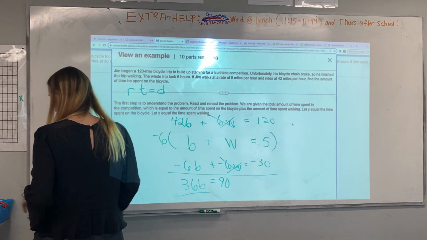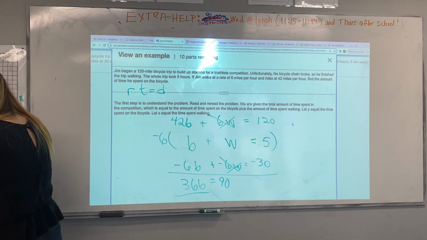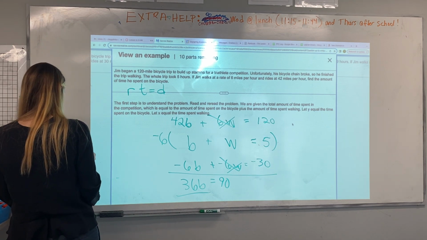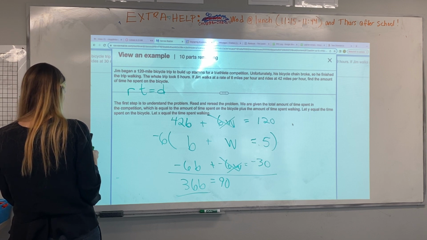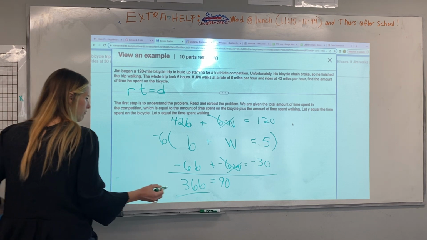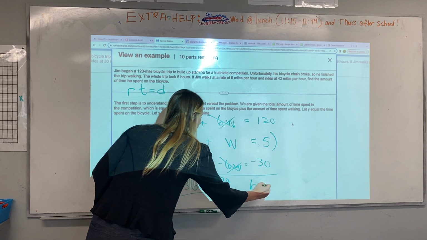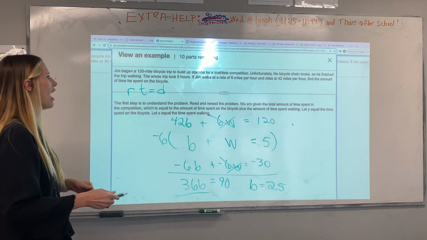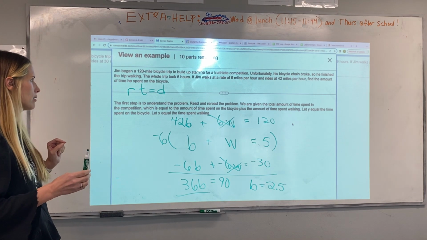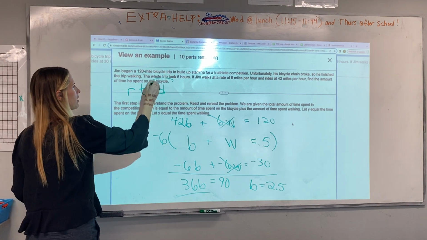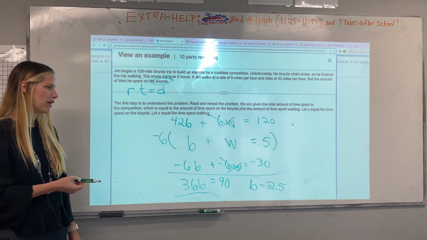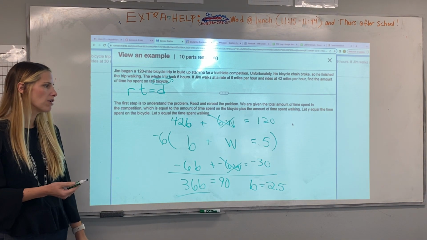So when I divide 90, you can go, Zach. Oh wait, no, not yet. That's when it hits the one. Okay, so 90 divided by 36 is 2.5. So he biked for 2.5 hours. How much time did he spend on the bicycle? B is 2.5, so he biked for 2.5 hours. And then you don't have to solve for the walking.